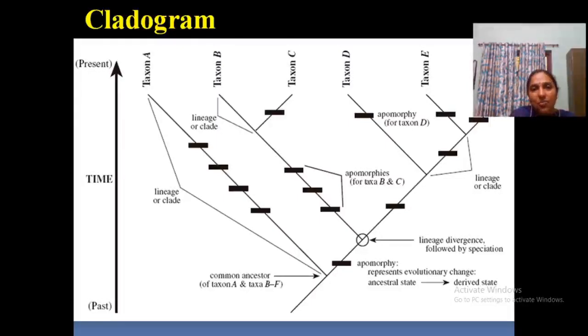How will you select it? There is a technique, the principle known as parsimony. It is a scientific principle by which we select the best suitable cladogram. So we will apply the principle of parsimony in the cladogram. That also you have to study.